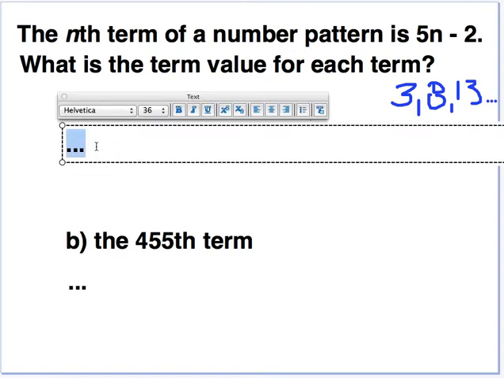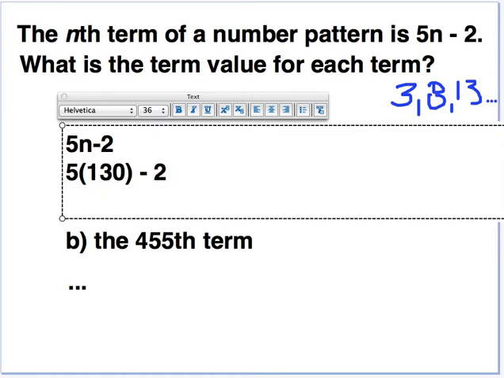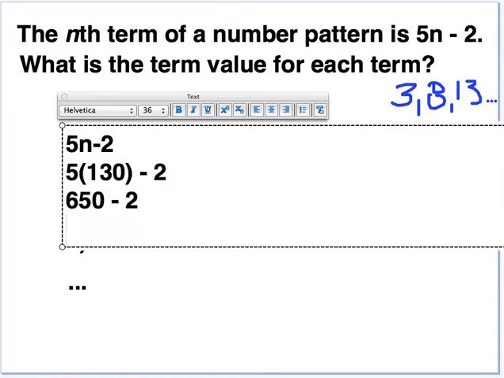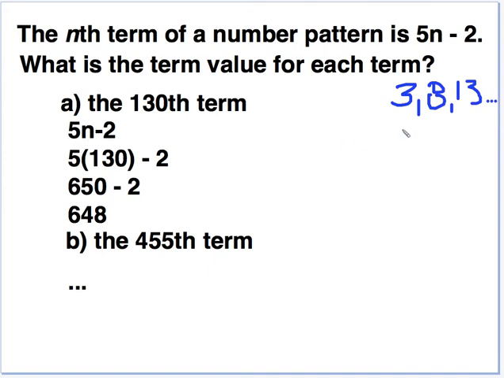So all you need to do is rewrite it, 5n minus 2, and then substitute your n for whatever the term is the teacher wants. So it's 5 times 130, that's 650, minus 2 is equal to 648. So that means if you continued this little number series all the way along to the 130th term, that term would be 648.